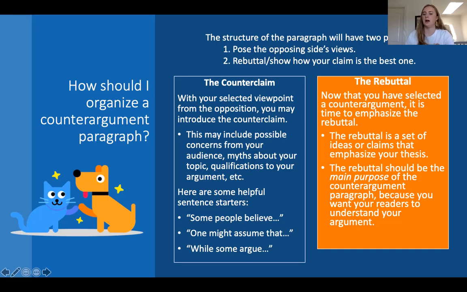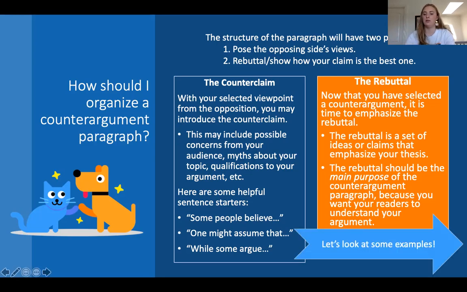Now that you've selected a counterargument, you can emphasize your main claim, or a claim within your main claim. The rebuttal is a set of ideas or claims that can emphasize your thesis. The rebuttal should be the main purpose of the counterargument paragraph because you want your readers to understand your argument. If you spend too much time focusing on the opposing side, it can get a little confusing.